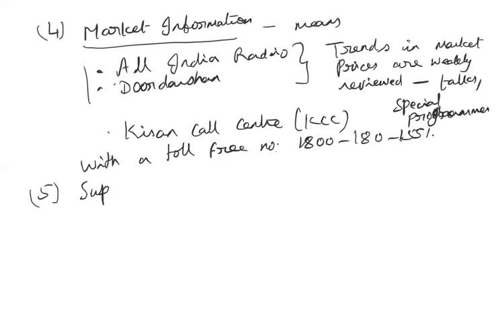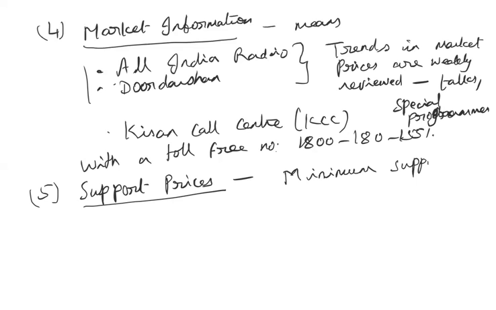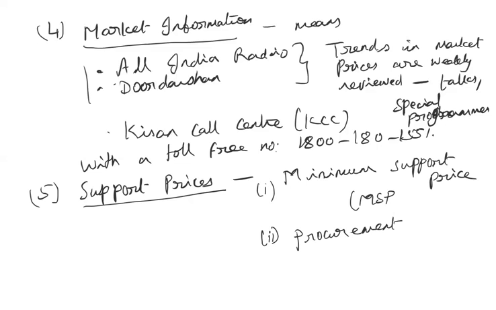Then the next thing the government has done is support prices. Periodically the government announces something called the minimum support price. There are two prices. One is the minimum support price, popularly known as the MSP, and another one is the procurement price. So, what is the difference? In the next topic on agricultural prices, I will explain the difference between the two.